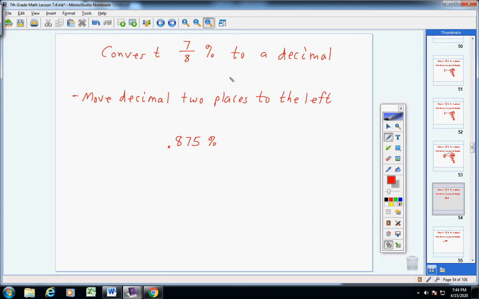No, you did not. All that you did is you took this and you realized, hey, if I'm going to write this as a decimal, I've got to move the decimal 2 places to the left. But I can't do that because I don't have a decimal, so I converted this to a decimal. And now, go ahead and move it 2 places to the left. Okay, so there's 1, there's 2.